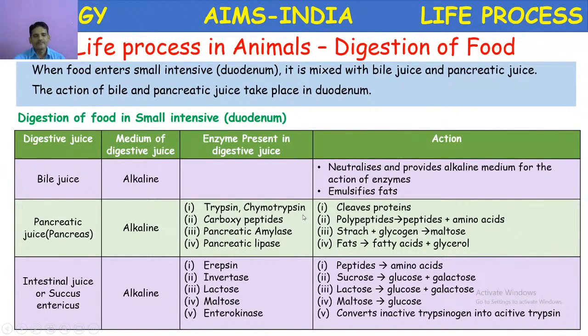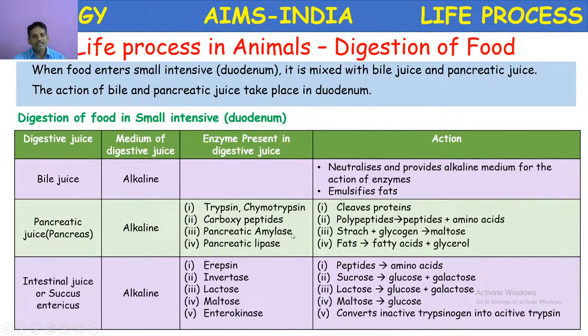What is their action? Trypsin and chymotrypsin act on proteins. They cleave proteins, meaning they digest proteins, and those proteins are converted into polypeptides. Again, carboxypeptidase acts on polypeptides and converts them into peptides and amino acids. Amino acids are the end products of the digestion of proteins.